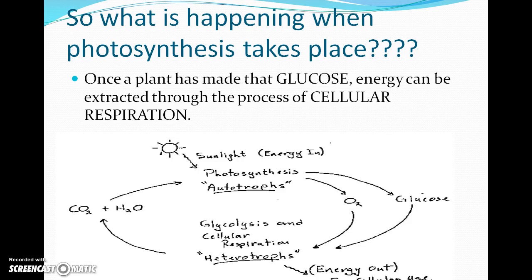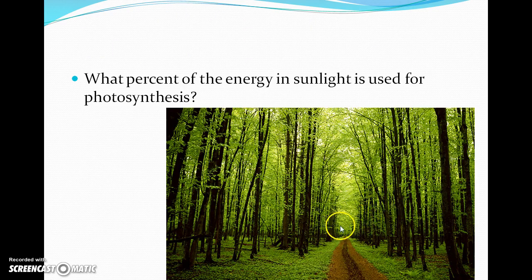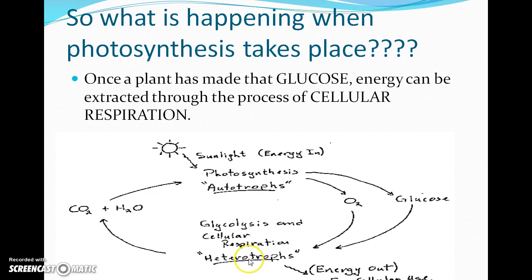Once the plant has made the glucose, we can break that glucose down through cellular respiration. If you look at this diagram down here, we're going to start up here at the sun. Sunlight provides the energy. Photosynthesis takes that energy, captures it, and turns it into glucose. That glucose can be eaten by a heterotroph and broken down into energy. Okay. What I want you to notice about this diagram are these two processes that we're talking about, photosynthesis and cellular respiration, are complete opposites of each other.